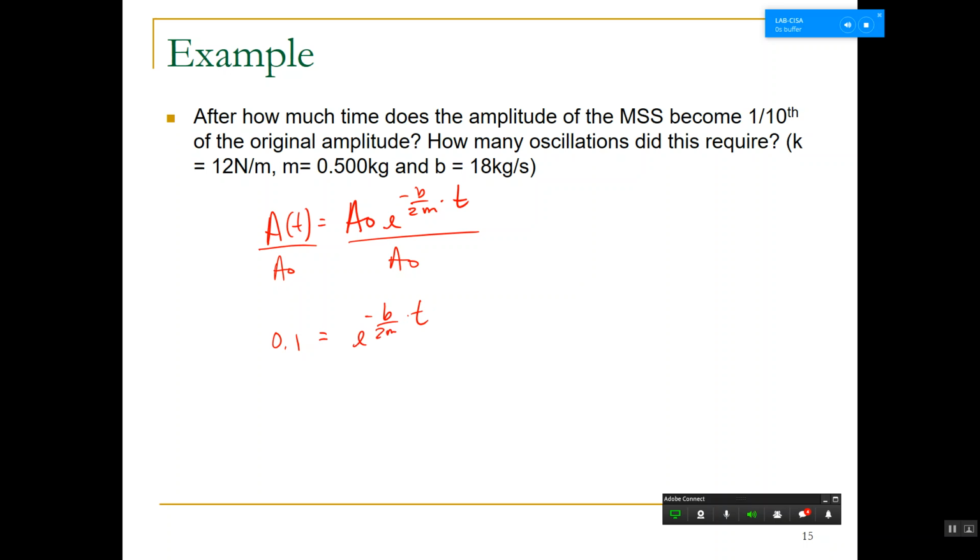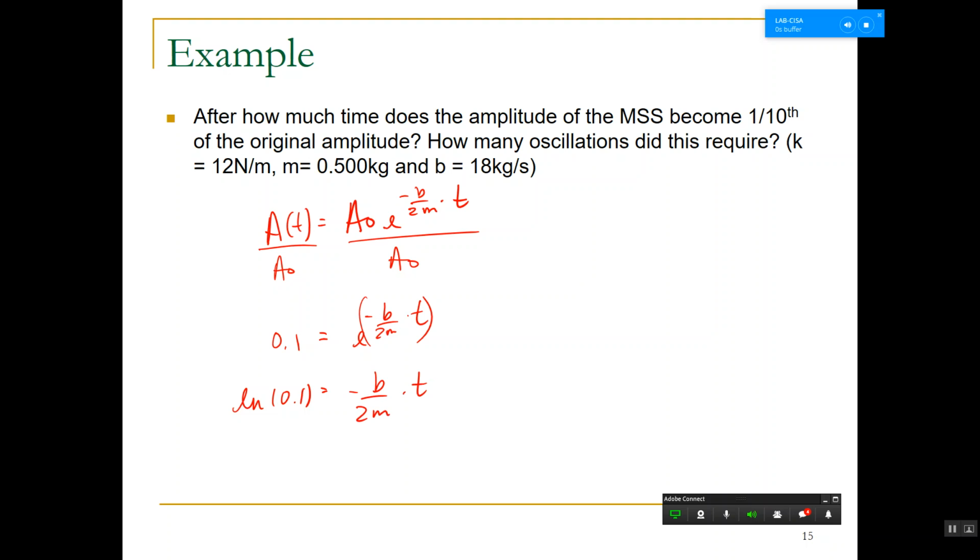How would you solve this algebraically? Yeah, you take the natural log on both sides of the equation. So you'd say the ln of 0.1, and what's the ln of e to the power of x? Ln of e to the power of x is just x. It's just the x, right? So in this case, my x is whatever I drew in that bracket there. So ln of 0.1 is equal to negative b over 2m times t.